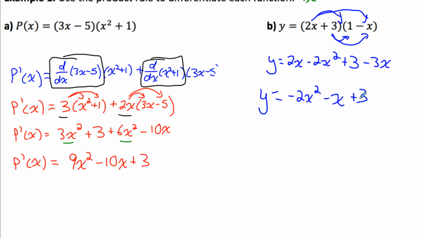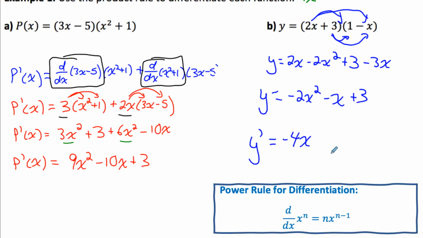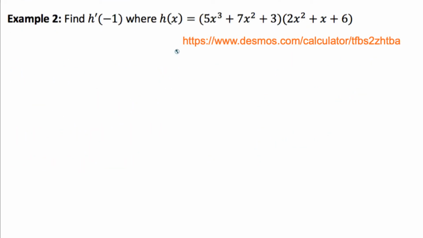And then now that I have this in standard form, I can just use my power rule for differentiation to get y prime. 2 times negative 2 is negative 4. Reduce the exponent by 1. And 1 times negative 1 is negative 1. Reduce the exponent by 1. And what I have is negative 4x minus 1. Exactly what we had when we used the product rule. It was probably even easier to do it this way. But the product rule is going to be valuable when expanding is not an easy thing to do. Let's do example 2.